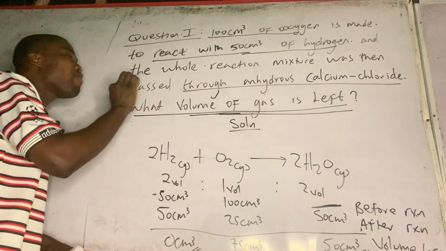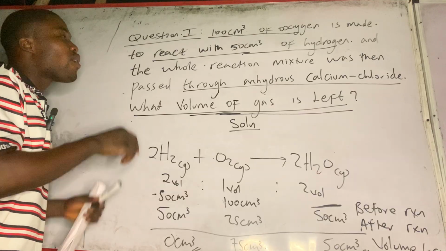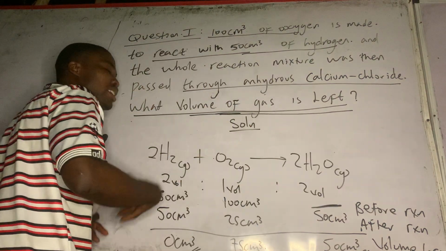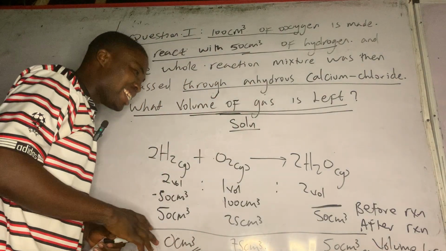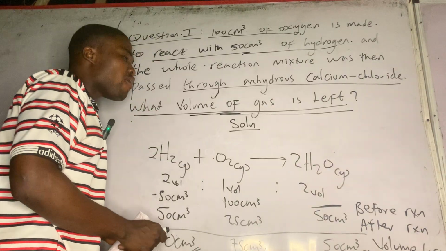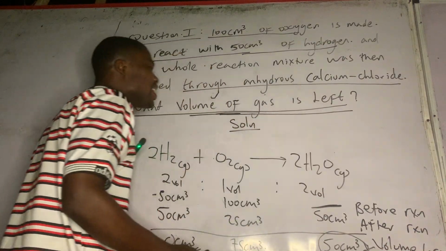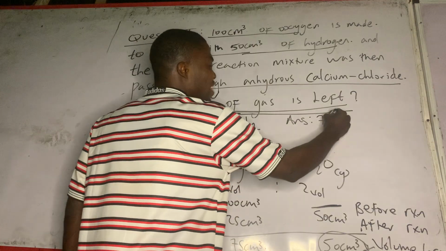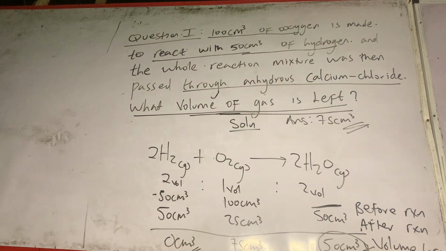But there is a key factor in this question. The question says the mixture was passed through anhydrous calcium chloride. During the reaction, as the product is formed, you pass it over anhydrous calcium chloride. As I said earlier, anhydrous calcium chloride is a desiccant and can dry water vapor. So the water vapor will be dried by the calcium chloride. So what is now the volume of the remaining gas? It will just be that of oxygen, which is 75 cm cube of oxygen gas. That is the volume of the remaining gas.